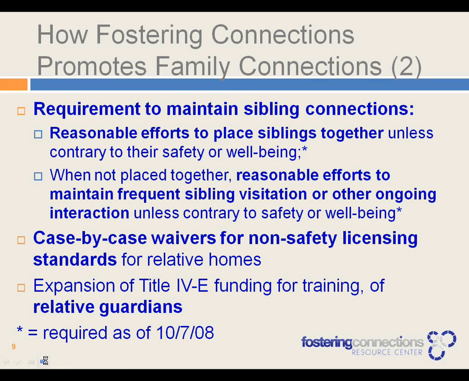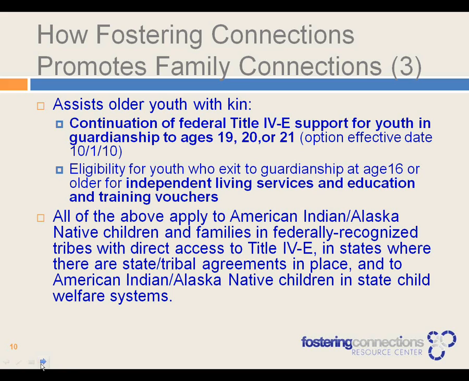And there are 2 last provisions that assist specifically older youth with kin, and let me mention both of those just briefly. First, states that decide this coming October to extend federal support to children beyond age 18 may extend federal support for kinship guardianship assistance payments to youth to ages 19, 20, and 21. It's important to keep in mind, though, that this provision only applies to those youth who moved into guardianship at age 16 or older. So the ability to include them in the option for extending care to older youth is to a limited number of children within guardianship.